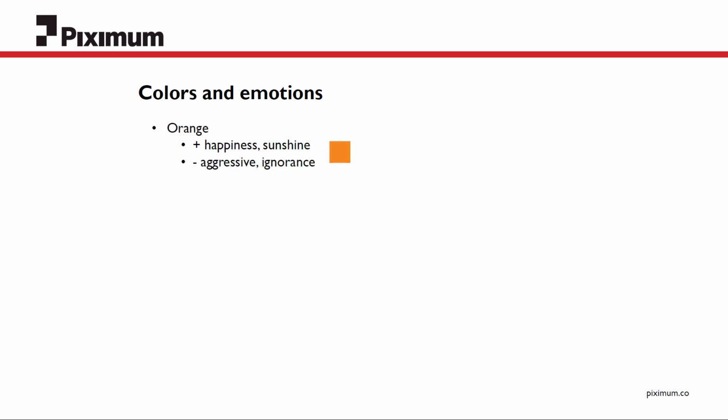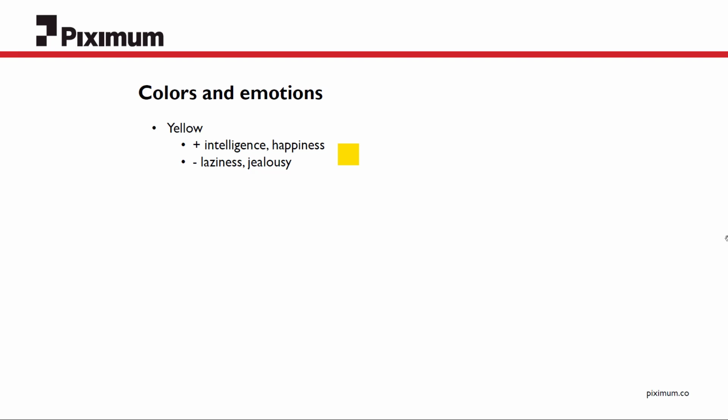Orange is a combination of its two neighbors on the color wheel, red and yellow. Orange symbolizes happiness, joy, and sunshine. It is a cheerful color, evoking childlike exuberance. Orange is not as aggressive as red, but takes on some of the same qualities, stimulating mental activity. It also symbolizes ignorance and deceit.